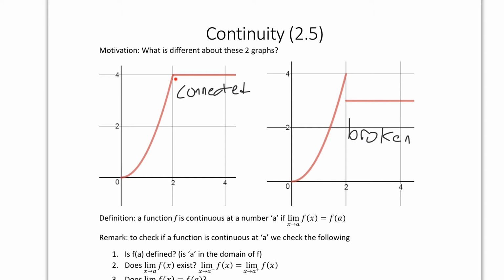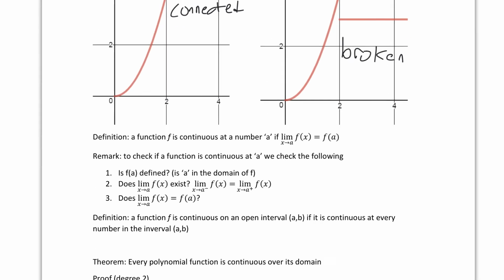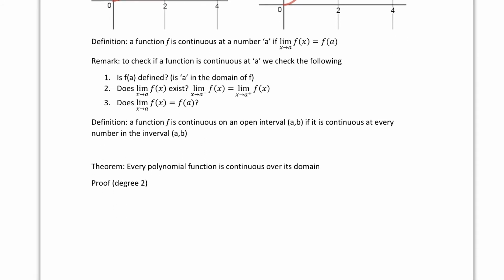Now, we're not going to call this graph connected in this course. We're going to call it continuous, which is just a nicer mathematical word for this. And so the definition of a continuous function, or being continuous, visually it looks like the graph on the left, and mathematically a function is continuous at a number a if the limit as x approaches a of f of x equals f of a.